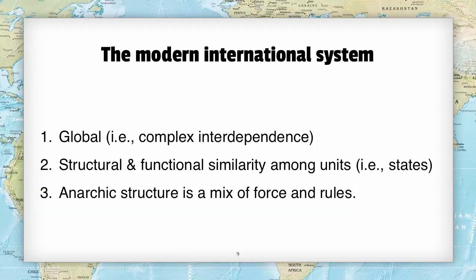And complex interdependence, a concept that we'll talk about later when we get to globalization, is an example of this idea that the relationships we have are so embedded and so deep that it truly is a unique international system compared to the past.